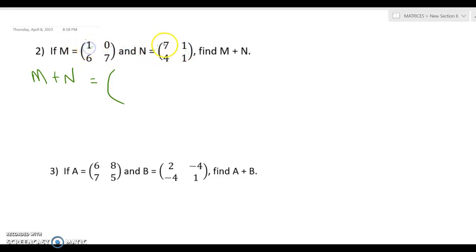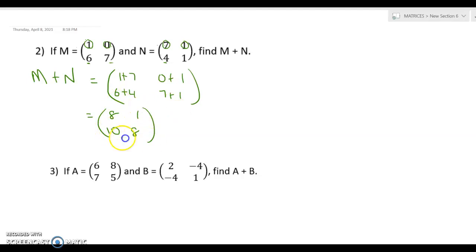Alright, so 1 plus 7, the first numbers. Then 0 plus 1. Then you do the same thing at the bottom. So 6 plus 4. And 7 plus 1. And then we just simplify and you get your answer. So 1 plus 7 is 8, 0 plus 1 is 1, 6 plus 4 is 10, 7 plus 1 is 8. And that's my final answer for M plus N.